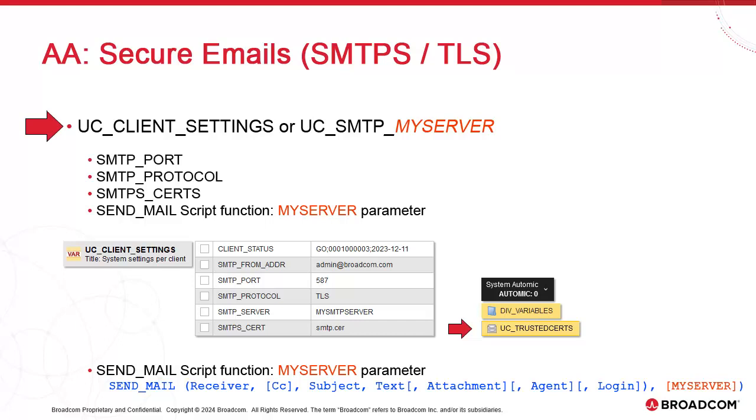The script associated with this parameter in the script function has to match the name of your server, and it's defined in the variable name UC_SMTP myServer. If you've named the variable UC_SMTP Broadcom1, then you should type Broadcom1 as the myServer parameter in the function. Note that the UC Trusted Cert storage object is a feature of Service Pack 2107, and we'll cover it in that video.